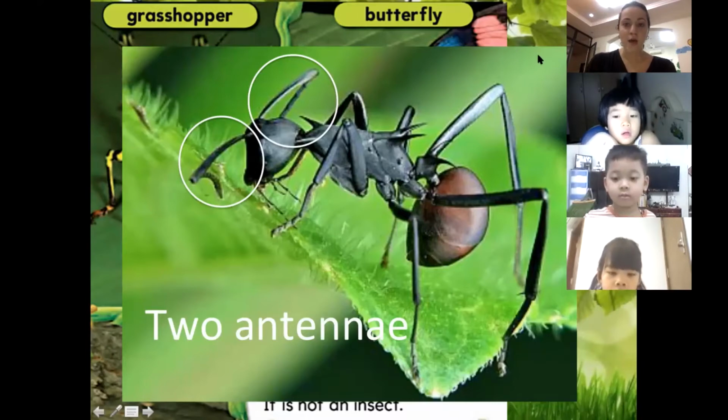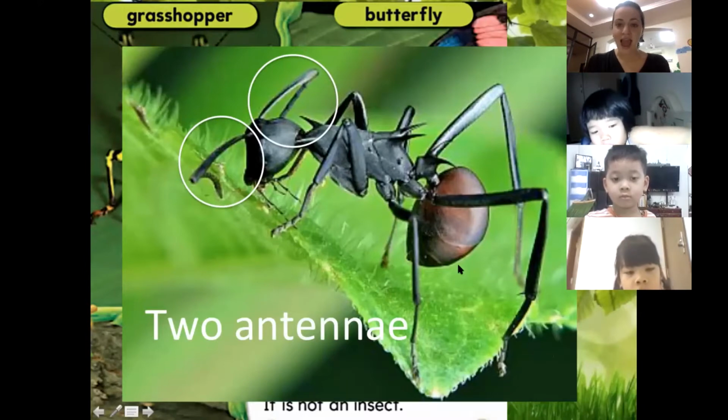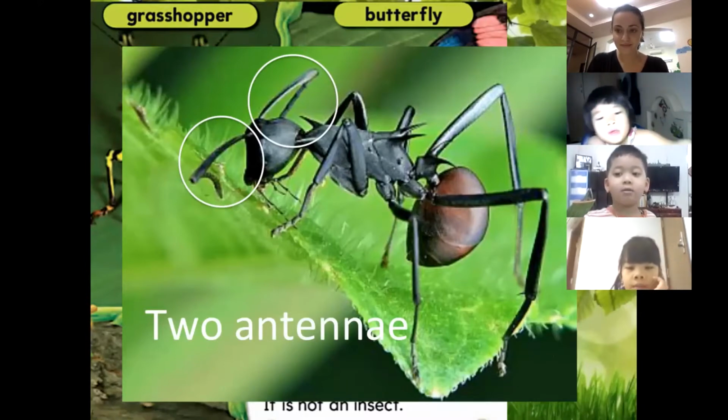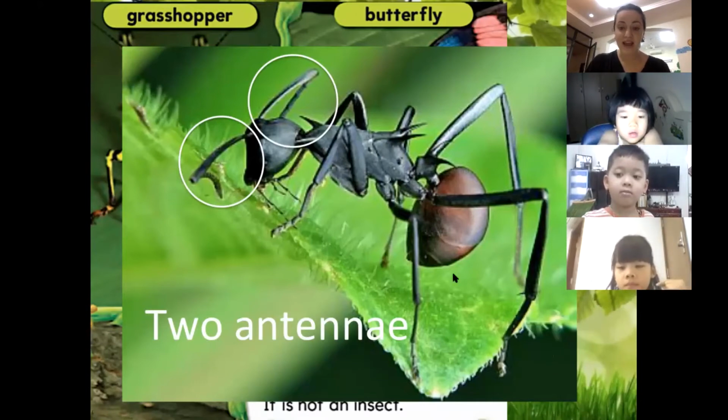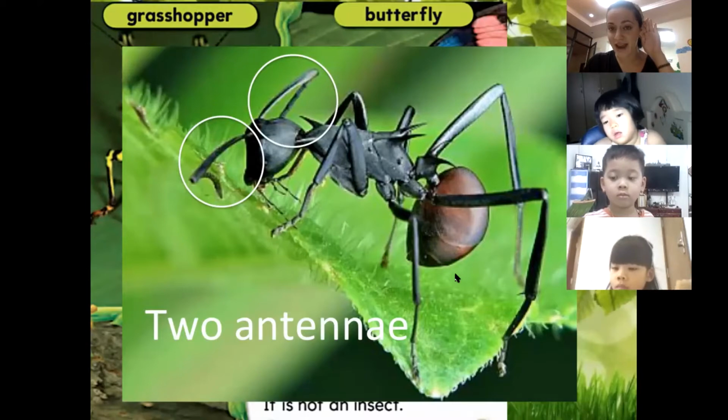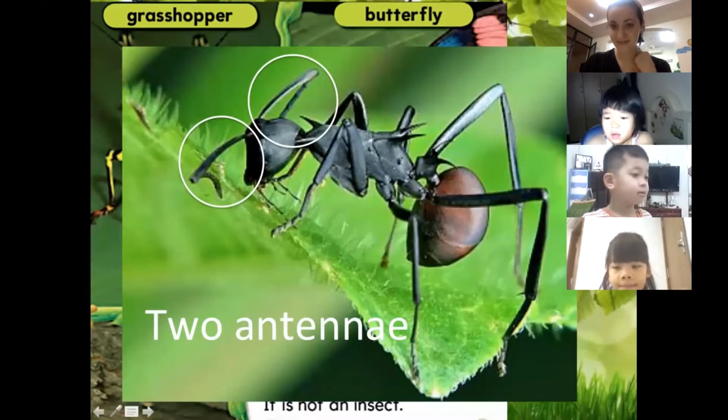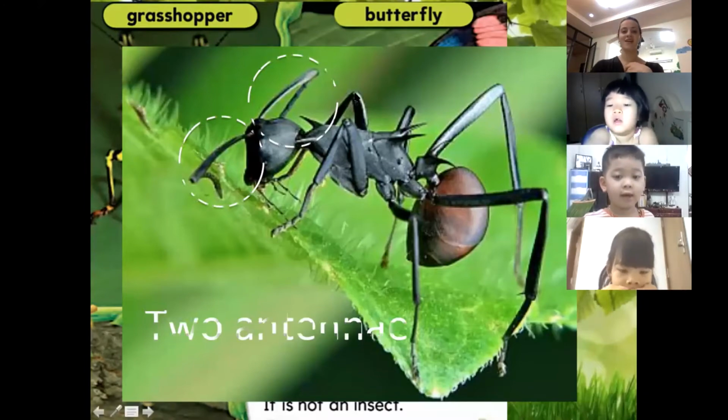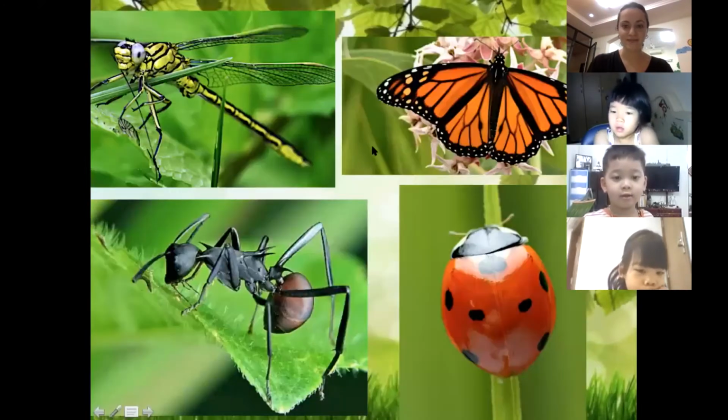When there's more than 1 antenna, it's antennae. Everybody say antennae. Good. Now I want to hear everyone say it on 3. Ready? 1, 2, 3. Antennae. Very good. Thank you, everybody.